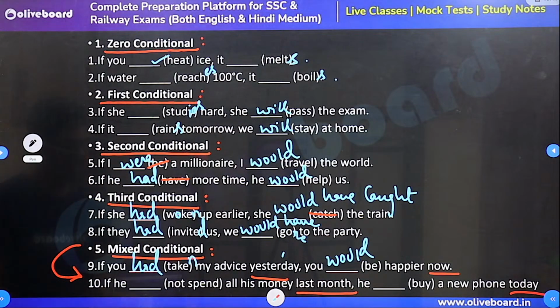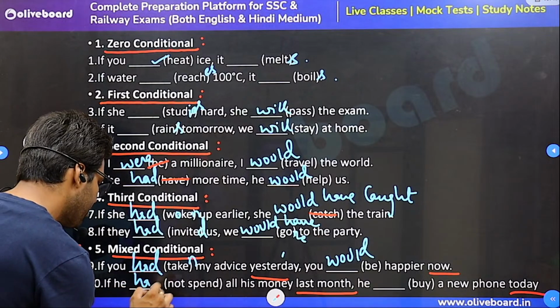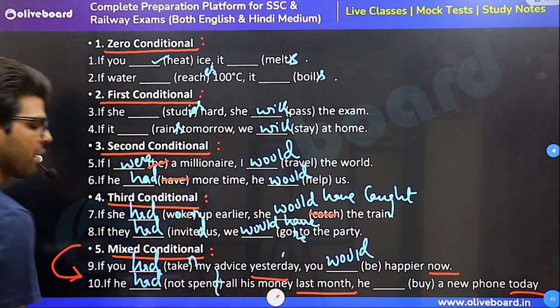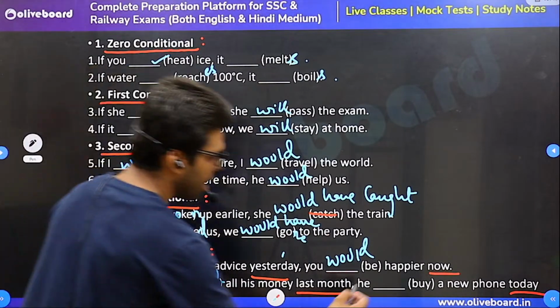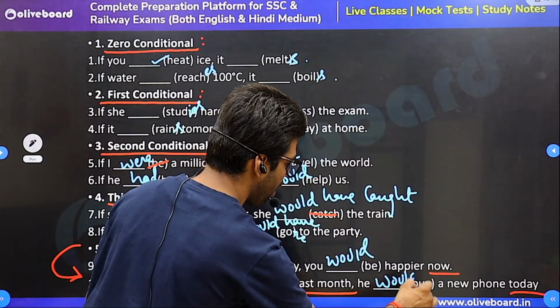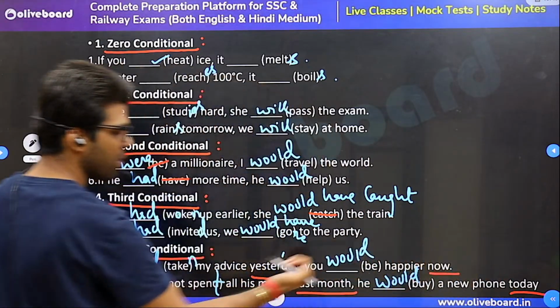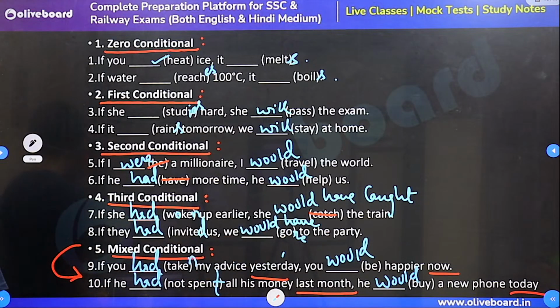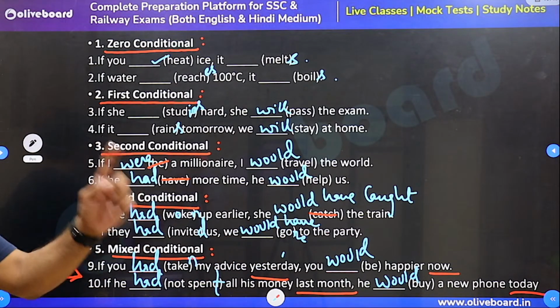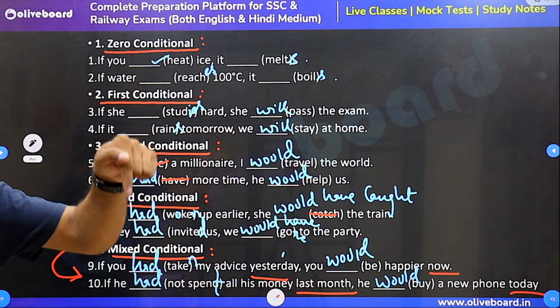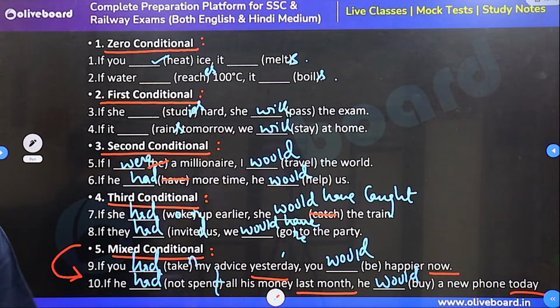Same here. If he hadn't spent all his money last month, he would buy, not would have bought, something. Finished in past? No, it belongs to today, belongs to now. So it can't be in past perfect tense. If you had followed my advice yesterday, you wouldn't be in trouble right now.